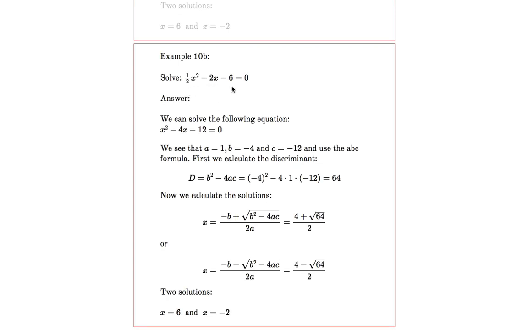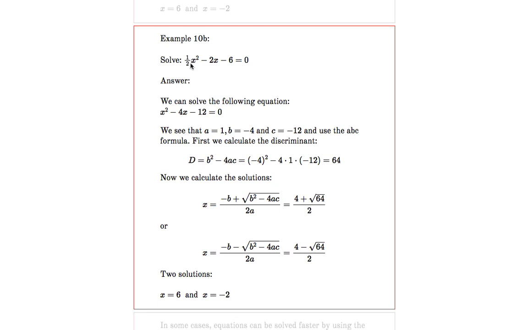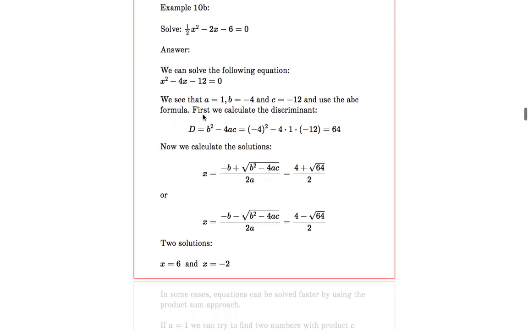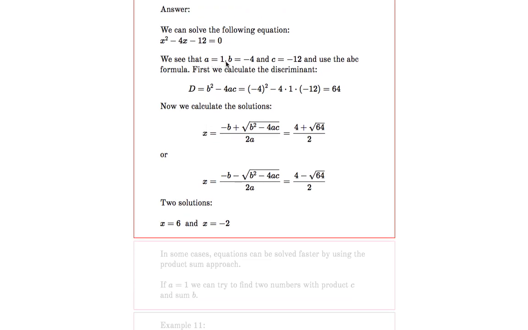Now we solve the same equation a second time, but because we don't like fractions, we just multiply everything by 2. And then we get x squared minus 4x minus 12. 6 times 2 is 12. So we can use the same ABC formula with a is 1, b is minus 4, c is minus 12. b squared minus 4ac is 16 minus negative 48 is 64.